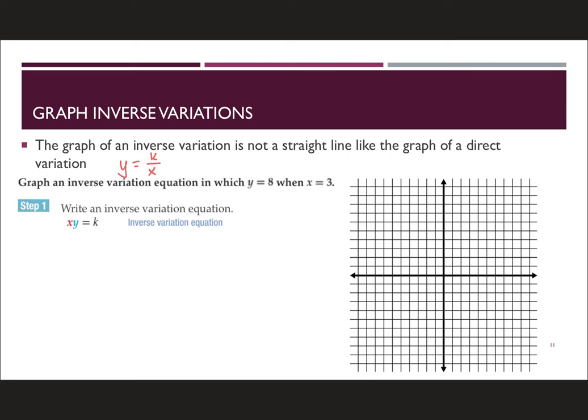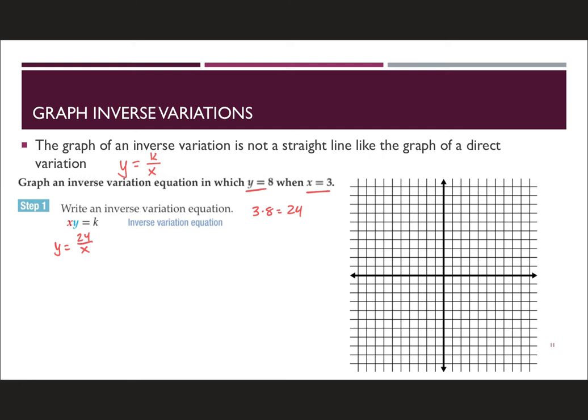So let's find out, first off, what k is. So y is 8, x is 3. That's going to be 3 times 8 is equal to 24. So k is equal to 24, which means my equation is y is equal to 24 over x. Okay, now pause here.